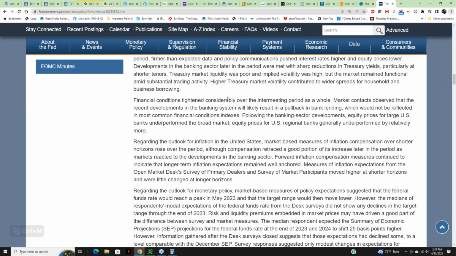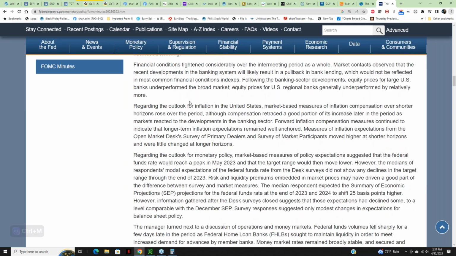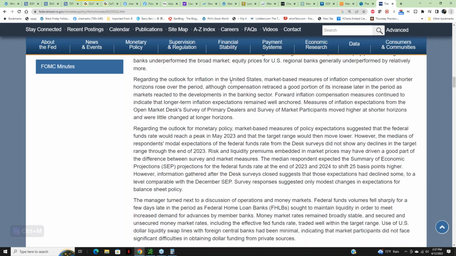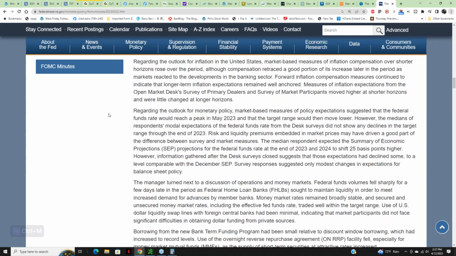Financial conditions tightened considerably following banking sector developments, and equity prices of U.S. banks underperformed the broad market. The outlook for inflation, and measures of inflation compensation over shorter periods rose, and compensation retraced a good portion and reacted to developments in the banking sector. Forward inflation compensation measures continue to indicate longer-term inflation expectations remain well anchored. Absolutely. As I keep saying, labor is driving inflation.